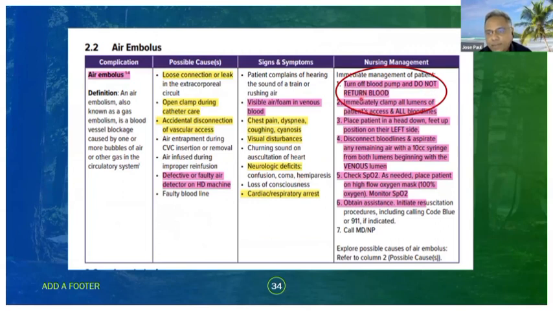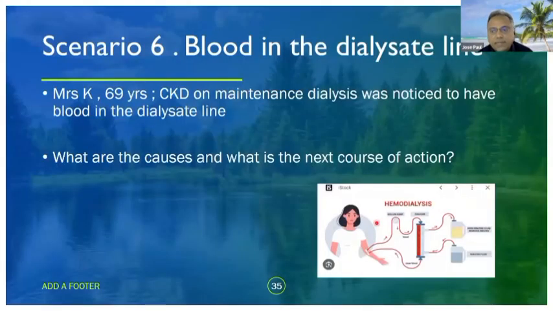So turn off the blood pump, do not return blood, clamp all lumens of the patient access and all blood lines, discard everything, and put the patient in a Durant position. And you have to aspirate any remaining air with a 10 cc syringe from the dialysis catheter, and check the saturation, start oxygen, and call for help. So this is what you have to do with regards to an air embolism.